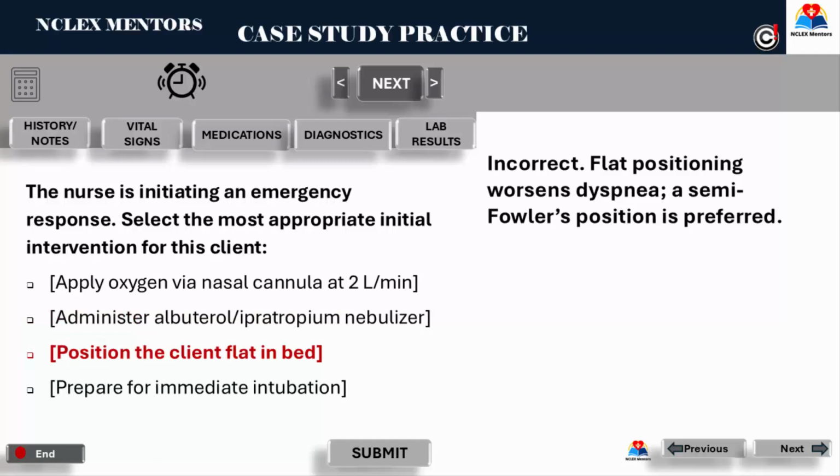Position the client flat in bed. Incorrect. Lying flat can worsen breathing difficulties. Instead, the client should be positioned in semi-Fowler's or high Fowler's for optimal lung expansion.